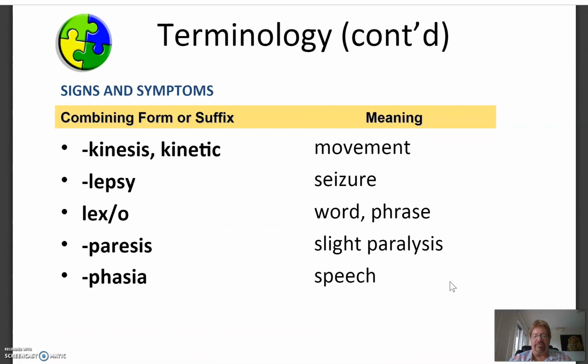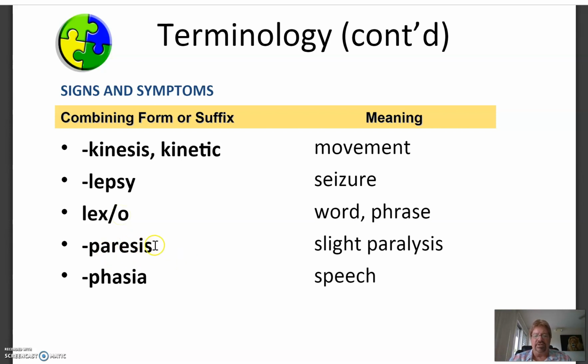I know I'm hitting these kind of fast, guys. There's a lot of them, and we'll just do the best we can. Kinetic means movement. Kinetic energy means energy in motion. Lepsy means seizure, like epilepsy. Lexo, word or phrase. Lexicon is like the words that you use.